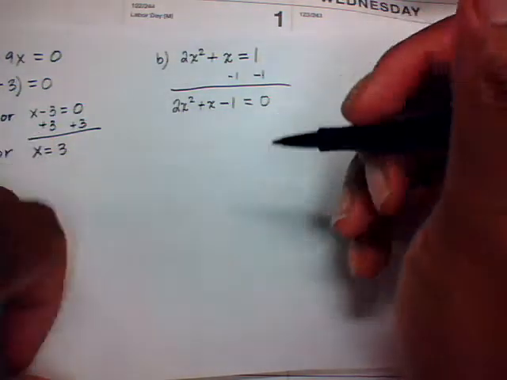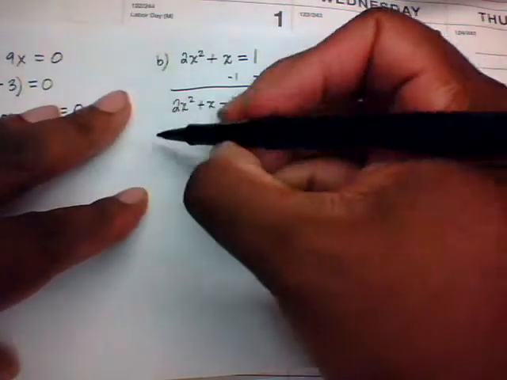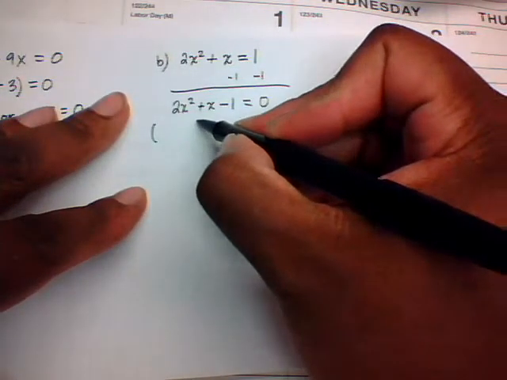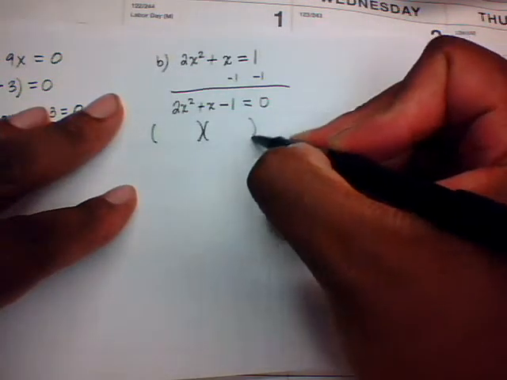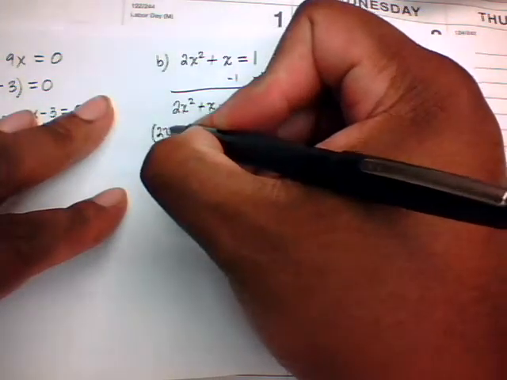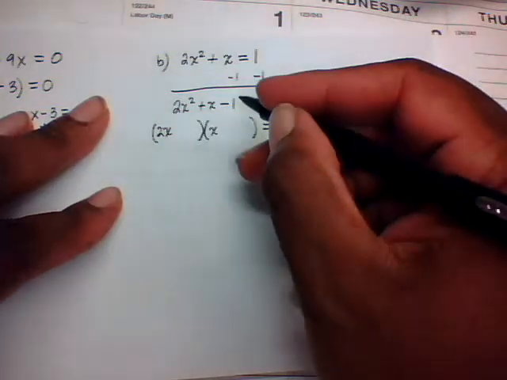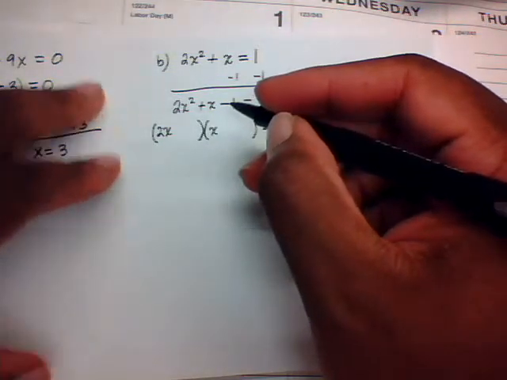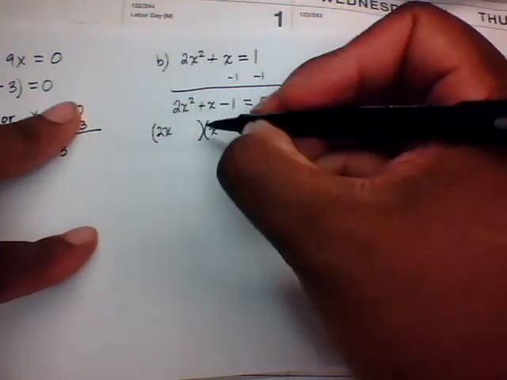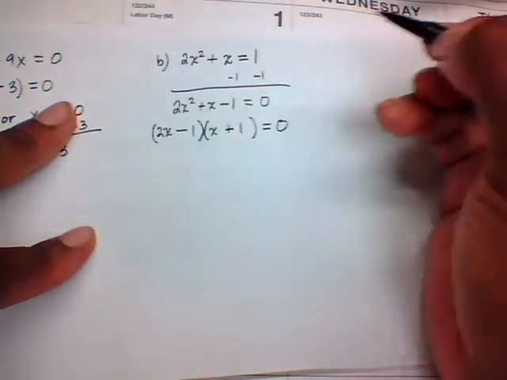Notice I have 3 terms. So I'm going to have to factor this into 2 binomials as simply as I possibly can. Now for 2x squared, that will have to be broken up as 2x and x. Now for the minus 1, the only factors of minus 1 will be a plus 1 and a minus 1. That means the plus 1 will have to go here, and the minus 1 will have to go here.